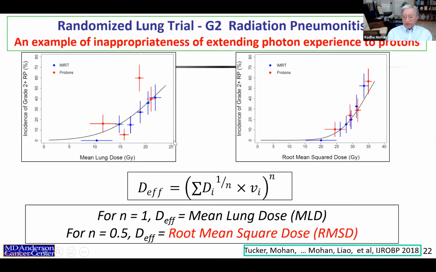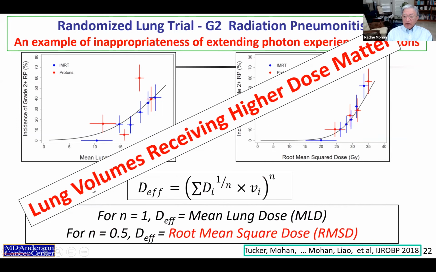However, on further analysis, we found that it was not the mean lung dose, but the root mean square dose that fitted the data, both protons and photons, significantly better. What that means is that the lung volumes receiving high dose matter more than we had been considering. Mean dose buries the effect of high doses when you take the average of all the voxels. However, if high doses matter, then the root mean square emerges as the best predictor of lung toxicity.